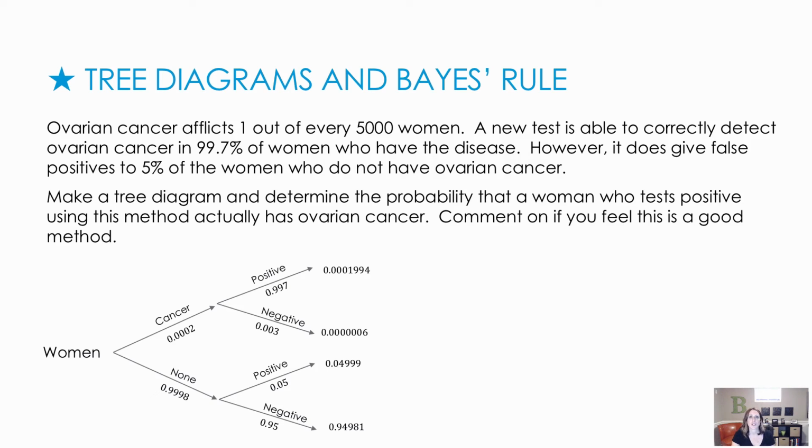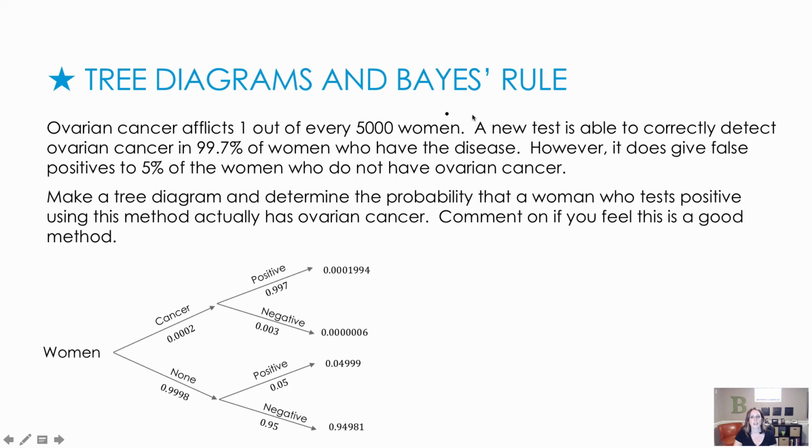So the first thing I should do, of course, is to make my tree diagram. And in this one, we're saying this is 1 out of 5,000. You just had to turn that into a decimal on your own, 1 divided by 5,000. So women with cancer is 1 out of 5,000, or 0.0002. And then women that don't have cancer, 0.9998.